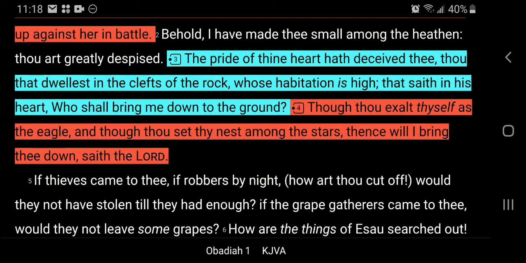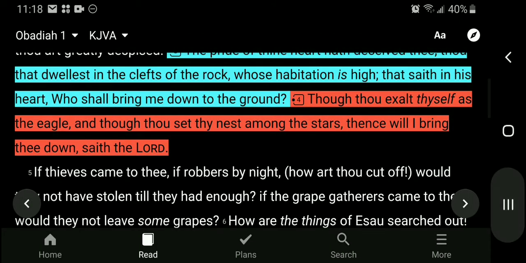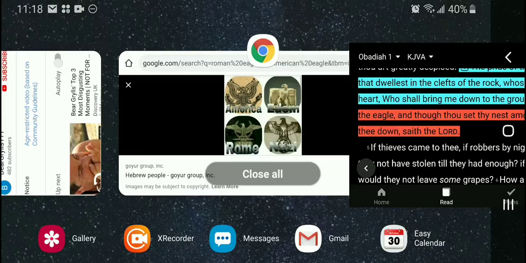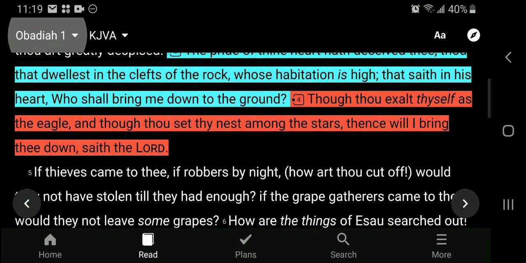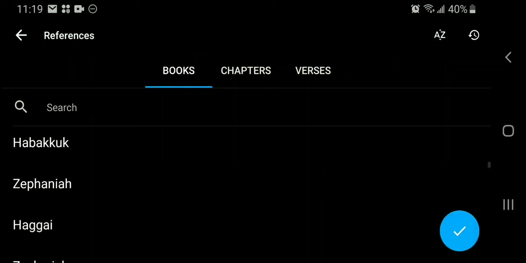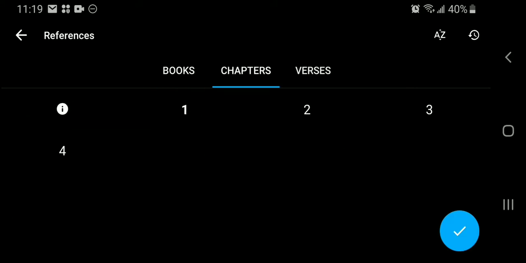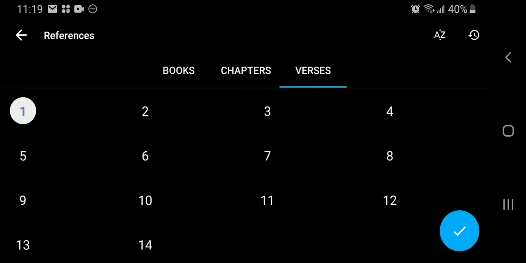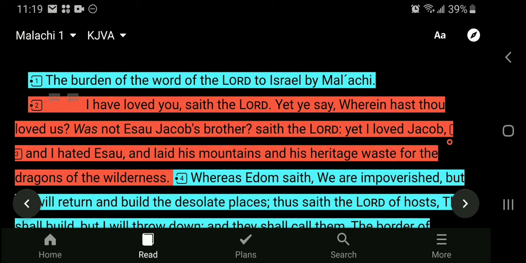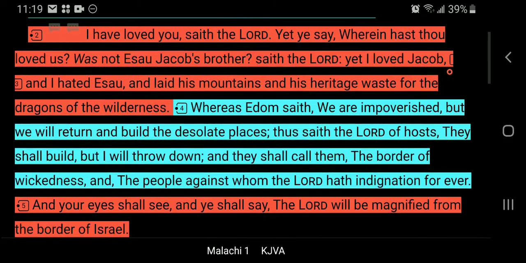Now let's go to Malachi. And this is going to go into the fall of Rome and all the way up to the Renaissance. And it reads, the burden of the word of the Lord to Israel by Malachi. I have loved you, said the Lord. Yet ye say, wherein hast thou loved us? Was not Esau Jacob's brother? Said the Lord. Yet I loved Jacob.